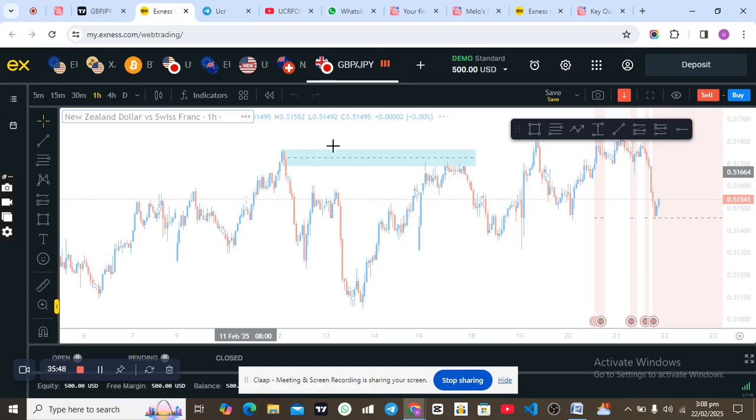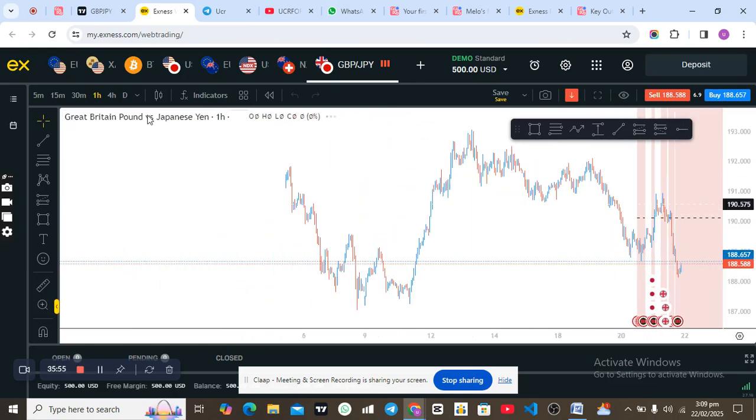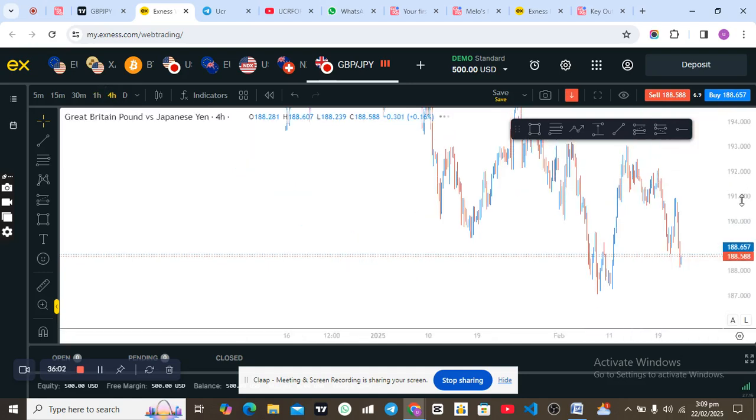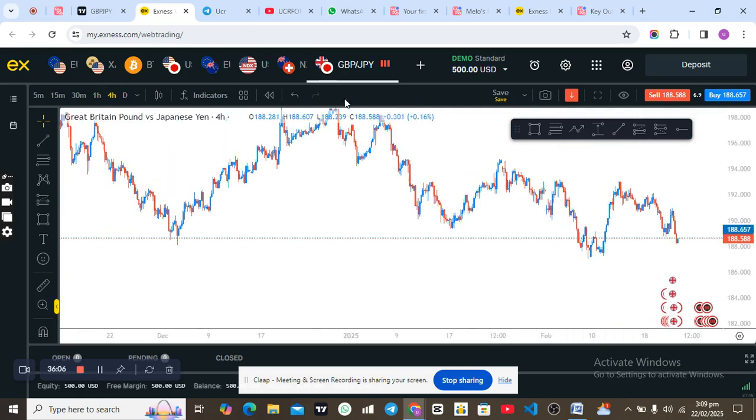I will go through many pairs. Don't worry, I will go through many pairs about it. So now this is GBP JPY on the 1 hour time frame. I will have to use the 4 hour time frame just to compress the chart more, so that it will be very easy for me to analyze the market. I will try to hide this particular part. Let me hide here.